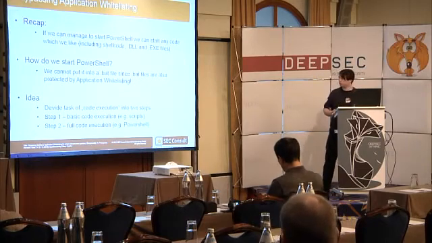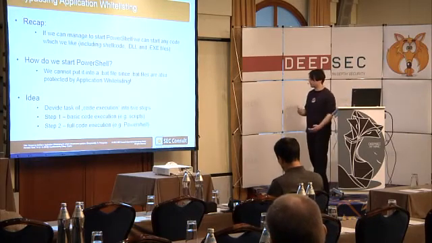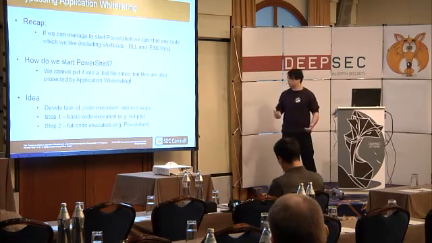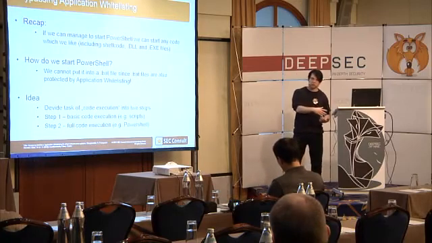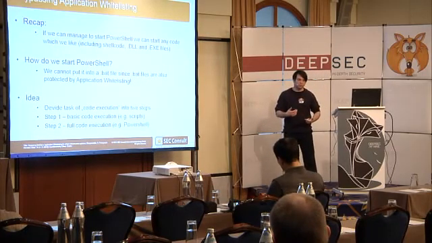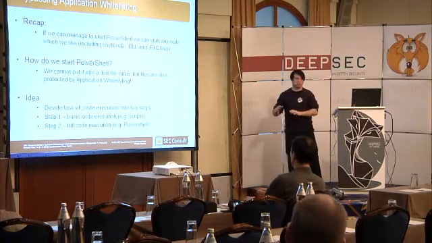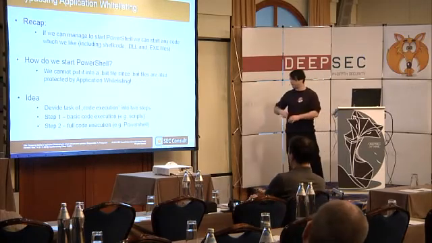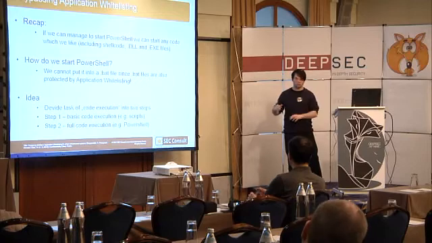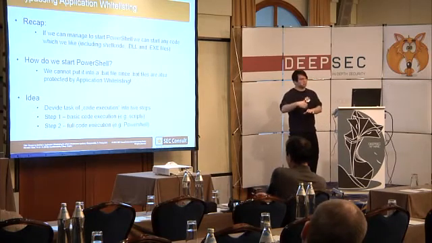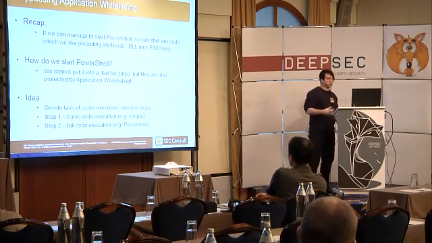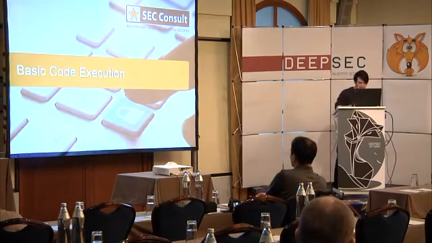So my idea here was to divide the overall task of getting code execution into two small steps. The first step is to get something like basic code execution, which means you can execute some scripts like JavaScript or Visual Basic script or something like that. And with the script, I can then start other applications on the system, like PowerShell. And these applications, this is step 2, are used to get full code execution. So I'm then starting applications which can be used to execute shellcode. So let's talk first about basic code execution.